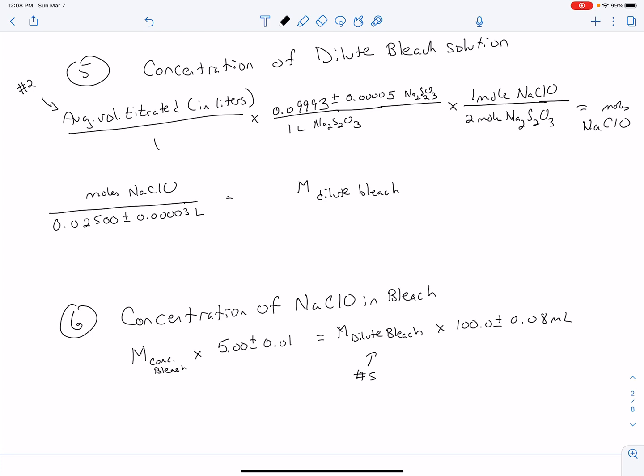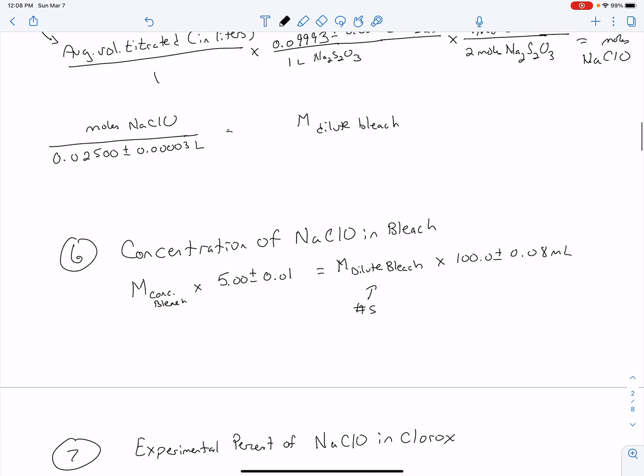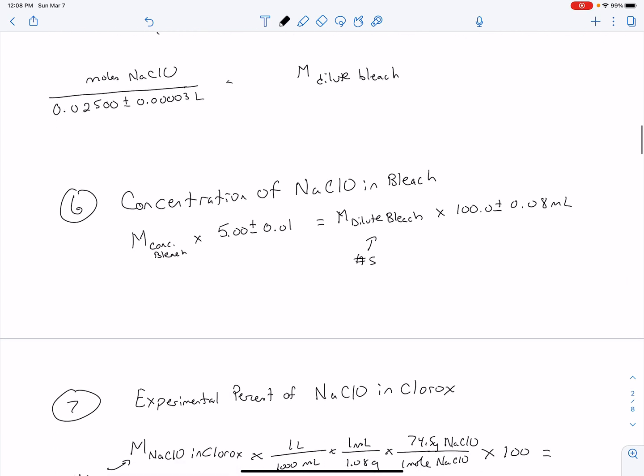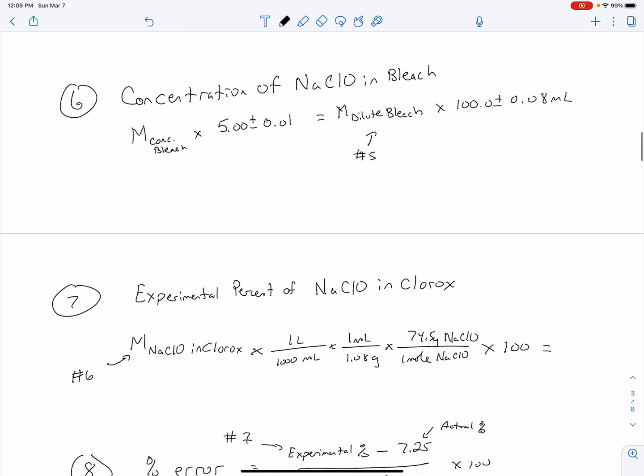So here I start with my X value, then the 5, and that equals the molarity of the diluted bleach, what I got from number 5, times 100 plus or minus 0.08. Once I do that, I will know the concentration of sodium hypochlorite in the bottle of Clorox bleach.